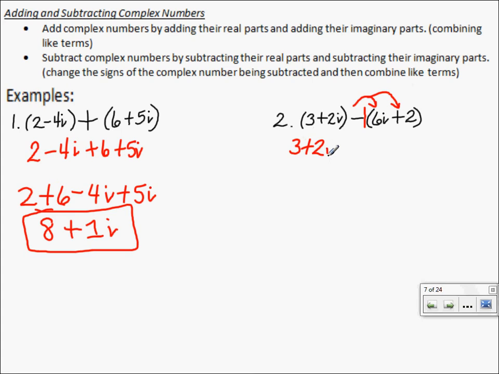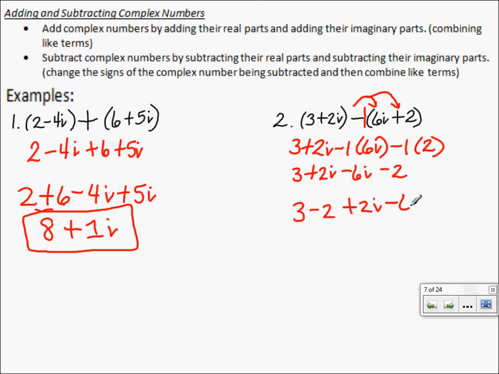So we have 3 plus 2i minus 1 times 6i minus 1 times 2. So just simplifying, we have 3 plus 2i, -1 times 6i is just -6i, -1 times 2 is just -2. So bringing all the real numbers together and the imaginary numbers, we have 3 minus 2 plus 2i minus 6i. Now 3 minus 2 is 1. Okay, we have 2i minus 6i, so we'll just be left with minus 4i.